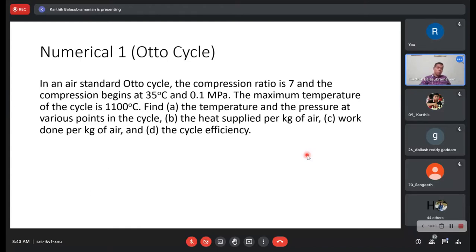I mean, you guys still remember all your formulae and so on. I just want you to solve this. Can you quickly note down this problem and solve and tell me? In an air standard Otto cycle, the compression ratio is 7 and the compression begins at 35 degrees centigrade and 0.1 megapascal. The maximum temperature of the cycle is 1100 degrees centigrade. Find temperature and pressure at various points in the cycle, heat supplied per kg of air, work done per kg of air, and the cycle efficiency.